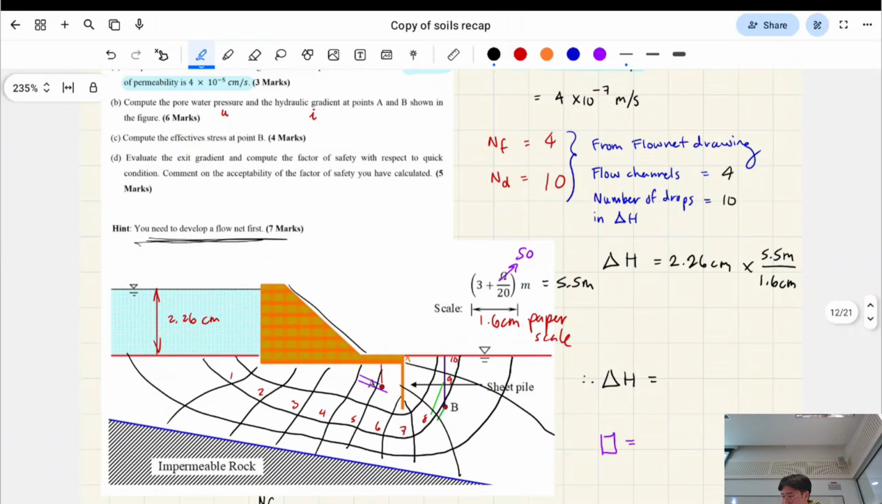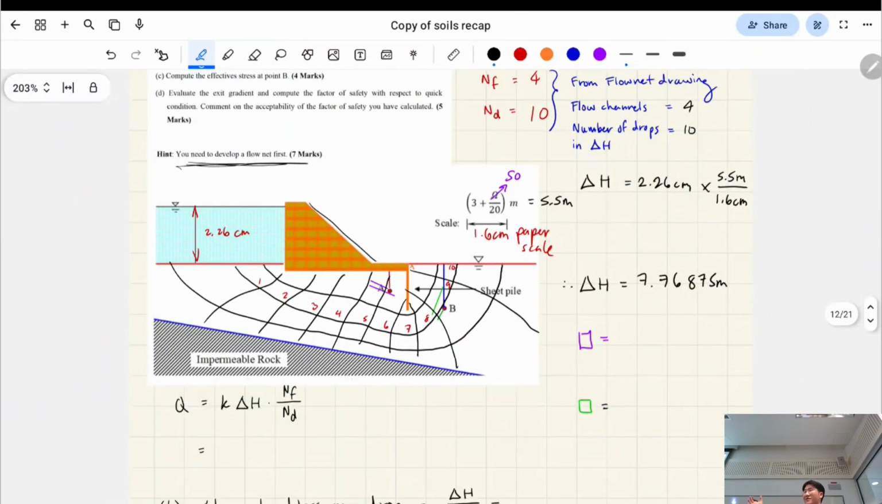Okay. So when we multiply that all through, right, we get 7.6875 meters, something like that, right? I've just kept it as a lot of decimals. I'm sure if you do a bit more rounding than what I've done, you still probably get full marks. All right, cool.